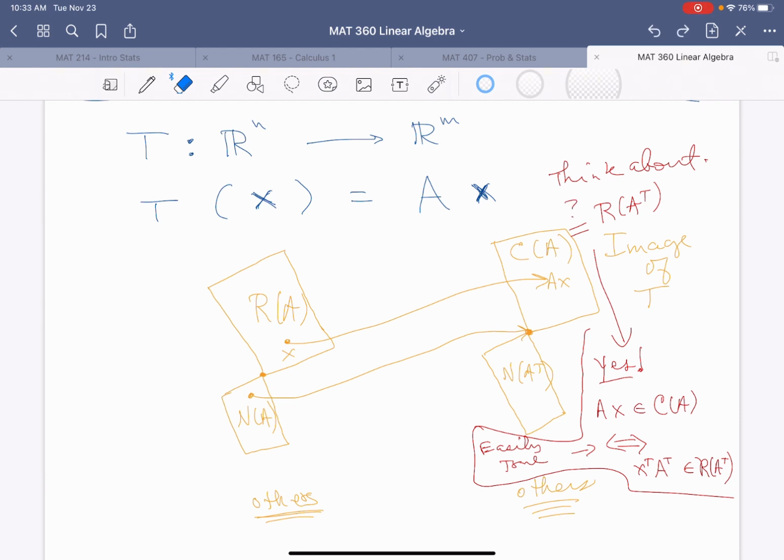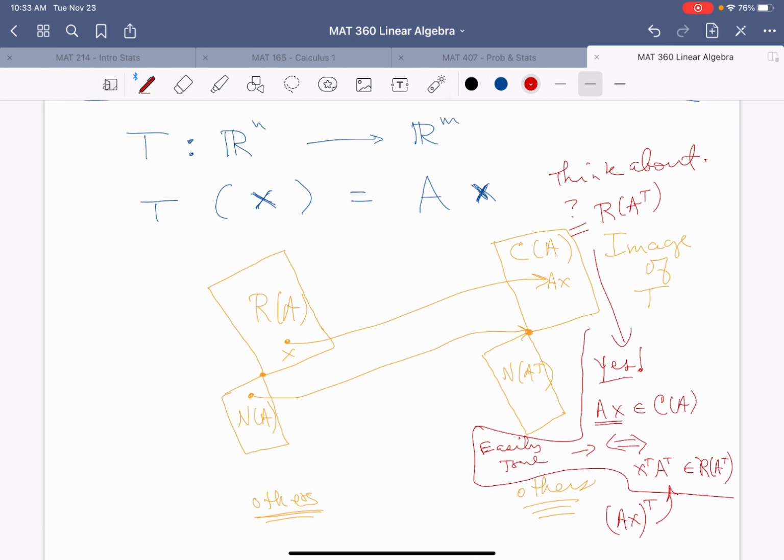But it is true, and it's an easy equivalence actually because, first of all, we know that any A times X is an element of the column space. That's easily true. Then by taking the transpose of AX, that's known to be an element of the row space of A transpose because it's a row vector times the matrix A transpose, which all that does is give us a combination of the row vectors of A transpose.